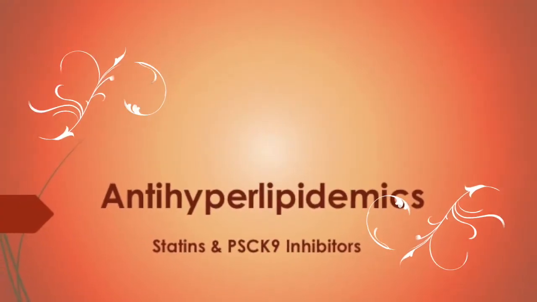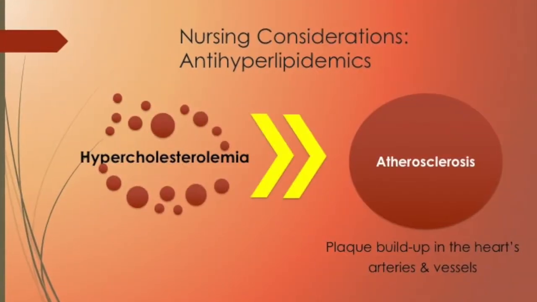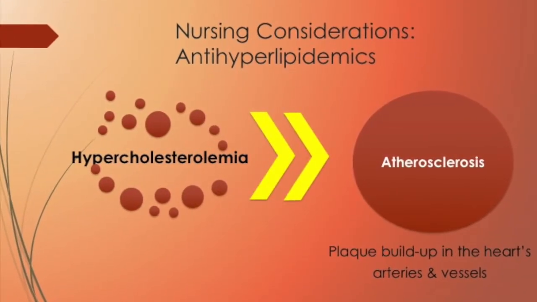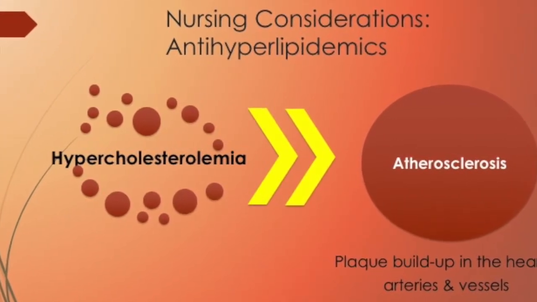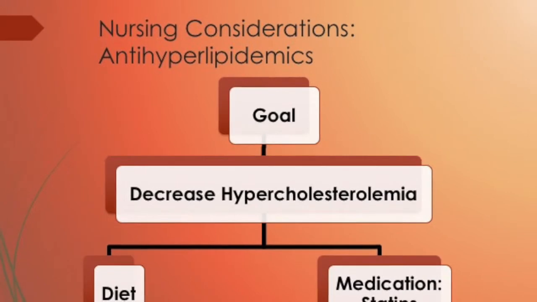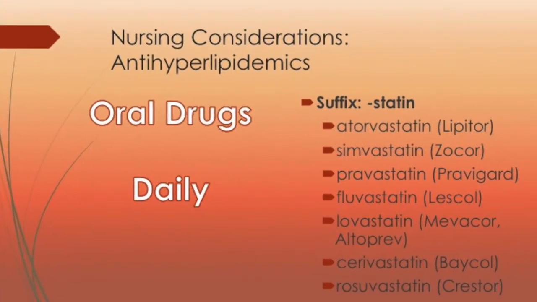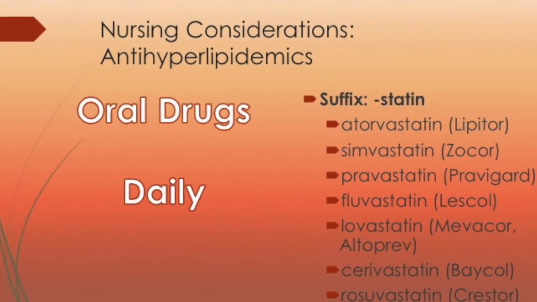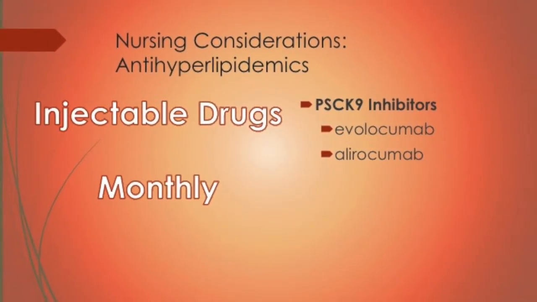With antihyperlipidemics, again, that's going to be the statins and PCSK9 inhibitors. Essentially, we're treating the hypercholesterolemia because that can lead to atherosclerosis, and that's essentially a plaque buildup in the heart's arteries and vessels. Our goal, again, is decreasing the hypercholesterolemia with diet and medications such as the statins. Oral drugs need to be taken daily. Those are going to be the statins, the atorvastatin, simvastatin, pravastatin. With the injectable drugs, those are going to be monthly, the PCSK9 inhibitors, Repatha, Praluent.